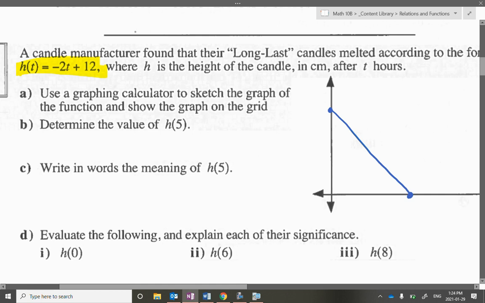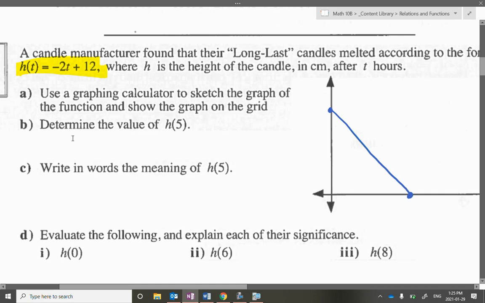Our graph in our calculator still does not include the context. Can I have a negative height to a candle? No. Can I have negative time? No. So that's why, like in your notebook, the sketch is only of our positive or quadrant 1 on our Cartesian plane, because that's the only one within the context that makes sense. The graphing calculator, you have to be smarter than it.